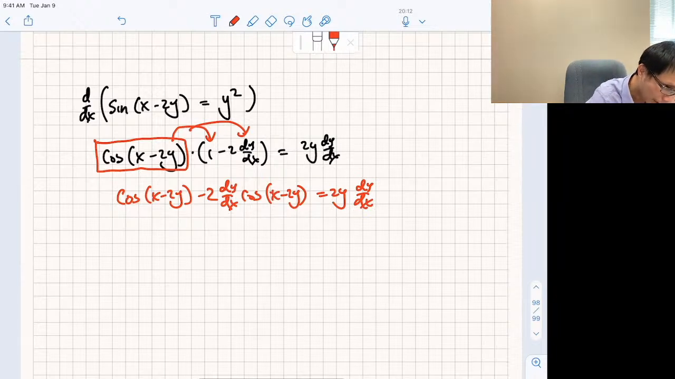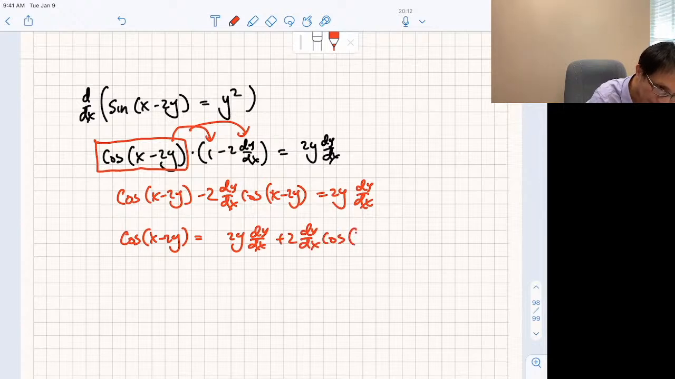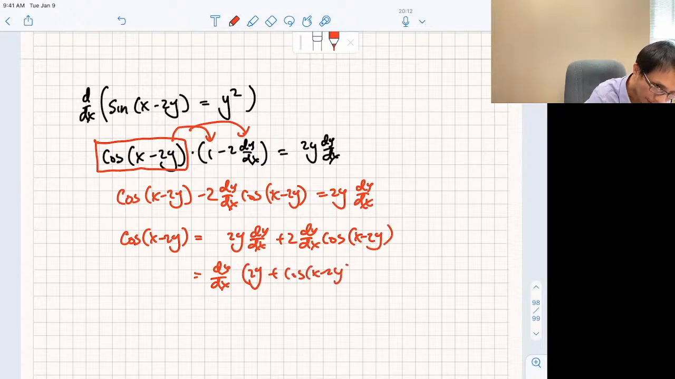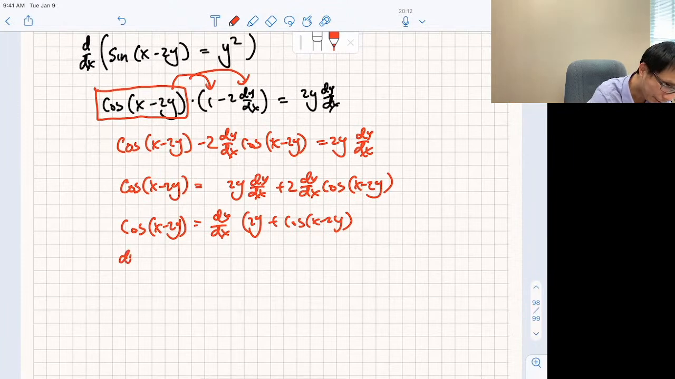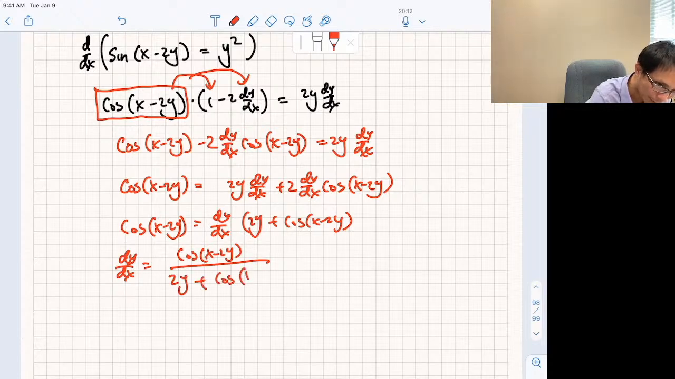Now, with that being said, let's move it to the other side. So cosine of x minus 2y is equal to 2y dy/dx plus 2 dy/dx times cosine of x minus 2y. You can factor out a dy/dx. That's going to give you 2y plus cosine of x minus 2y, and then you can divide it over, so you get dy/dx equal to cosine of x minus 2y over 2y plus cosine of x minus 2y.